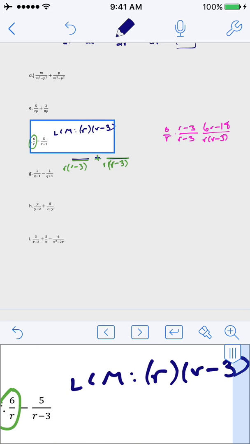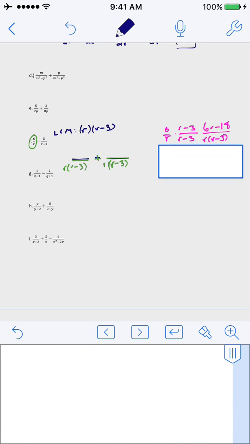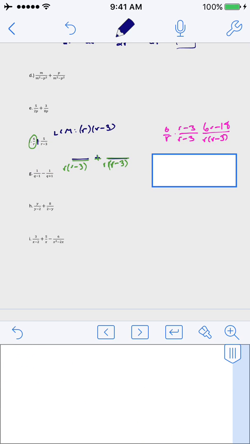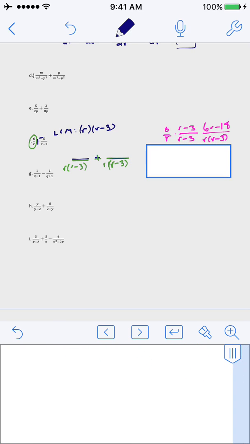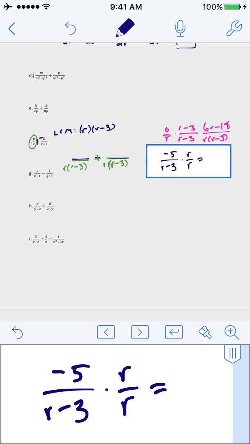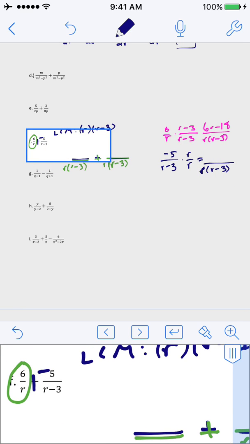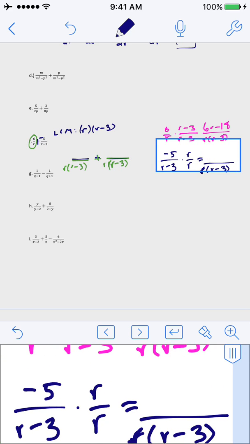Let's do the same thing for the second one. So the second one said 5 over R minus 3, right? Yeah. So, well, first let's change it to plus. So it would be negative 5 over R minus 3 times R over R. That's how I get my new R times R minus 3, right? R times R minus 3. That's how I get my new denominator. I put the negative over there because it was a subtraction problem to begin with, so I'm actually adding a negative, right? So it's now negative 5. Then I multiply the top, I get negative 5R. Okay.